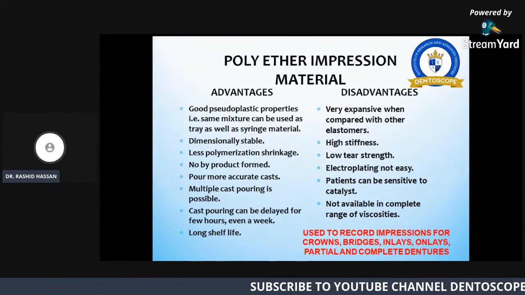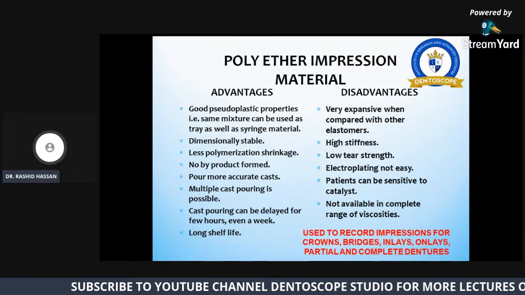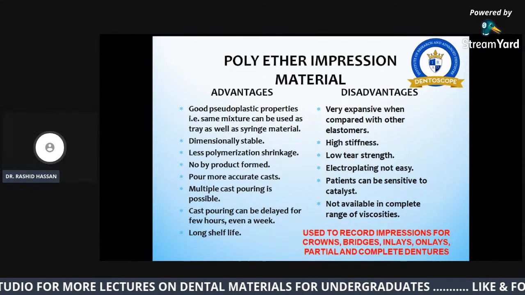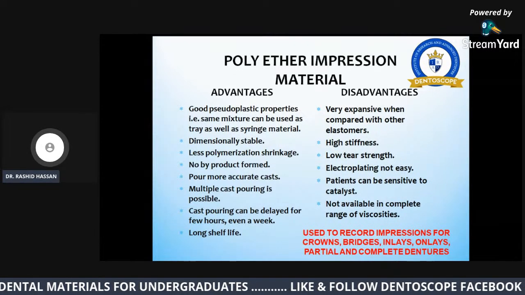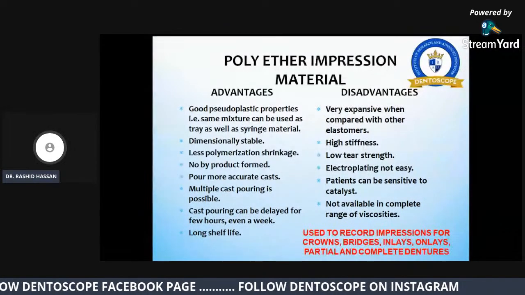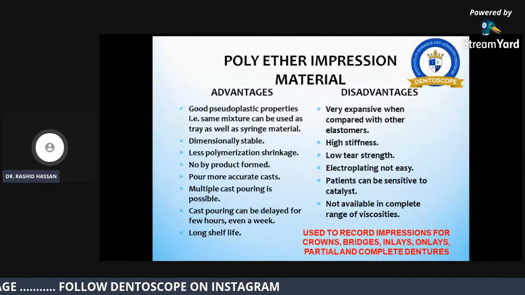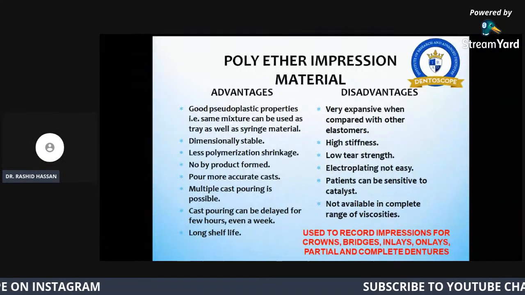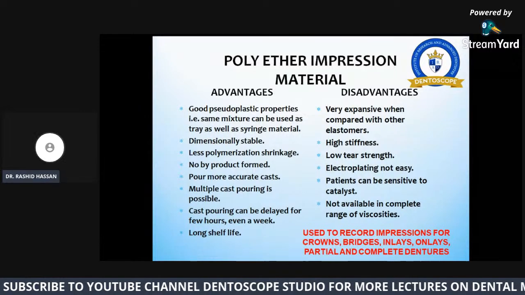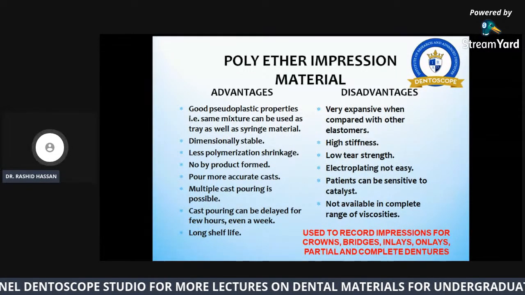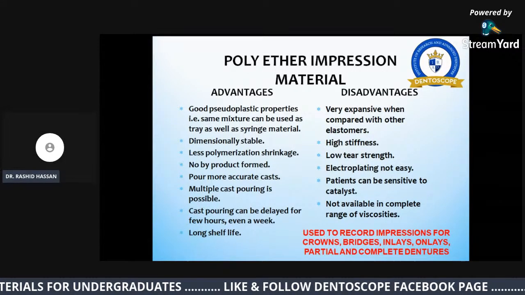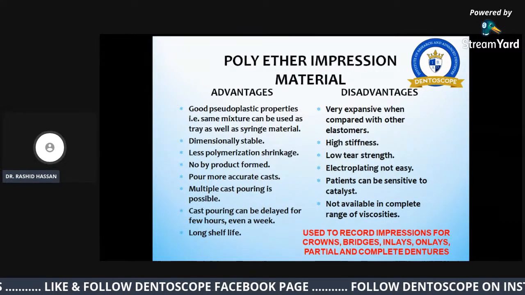Okay, disadvantages: very expensive when compared to the other elastomers. I have told you why it is very expensive, because of its delay in the cast pouring. For others, you have to pour the cast as soon as possible, but in this case, it is very much suitable for those dentists who are working in some villages or remote areas. So 7 days is good enough time to pour a cast. They can easily courier it or send it to a technician in the other city. So that's why it is very expensive, because of this property.